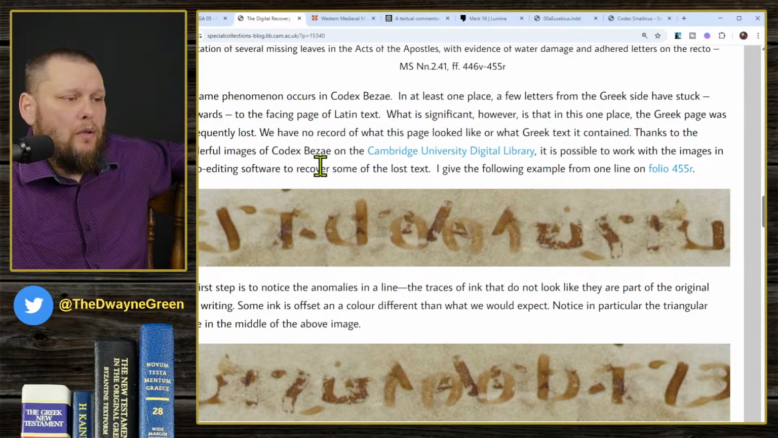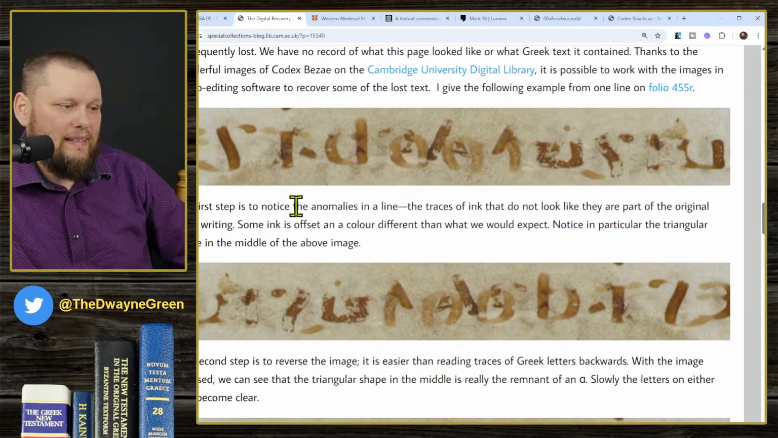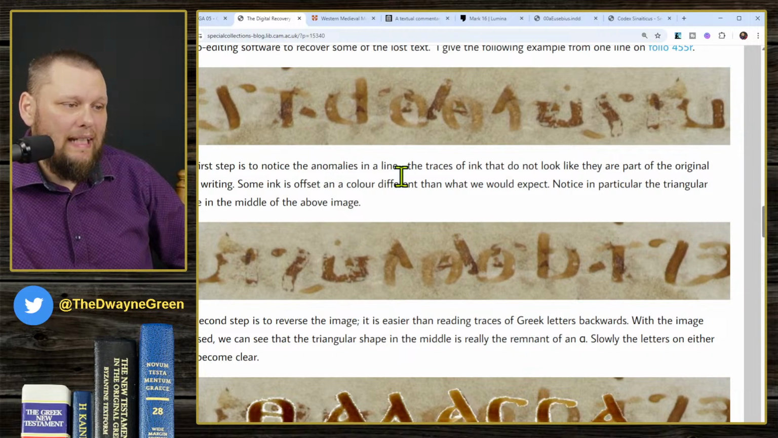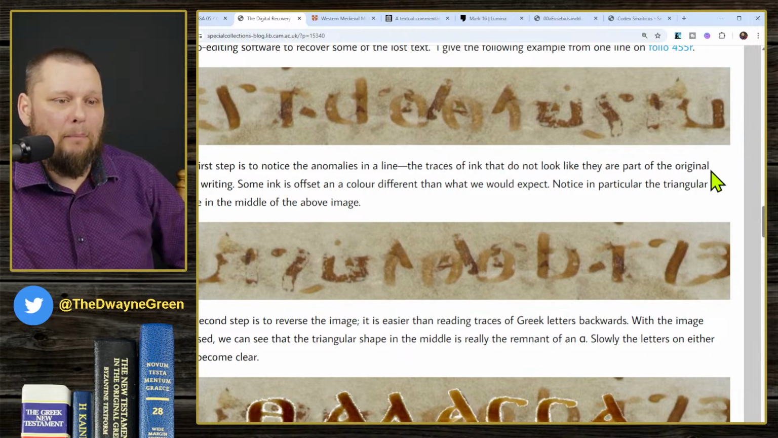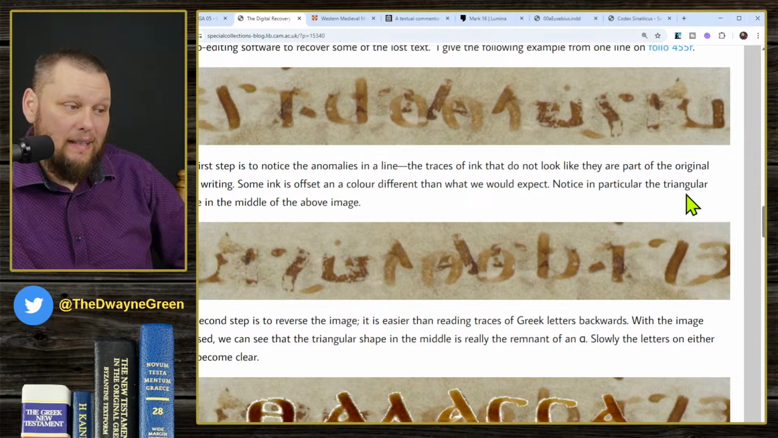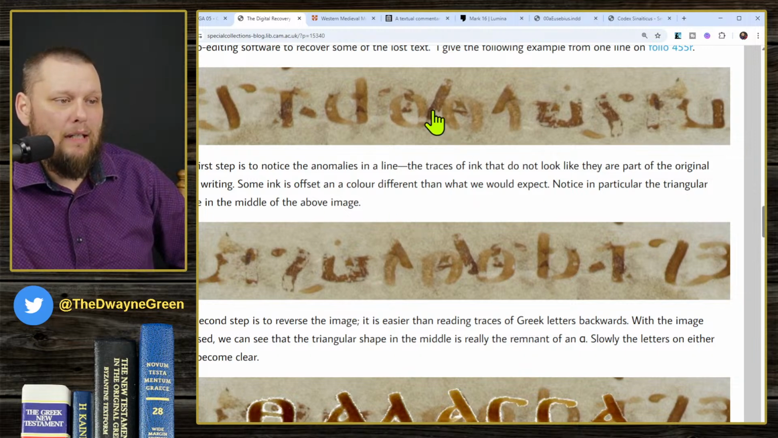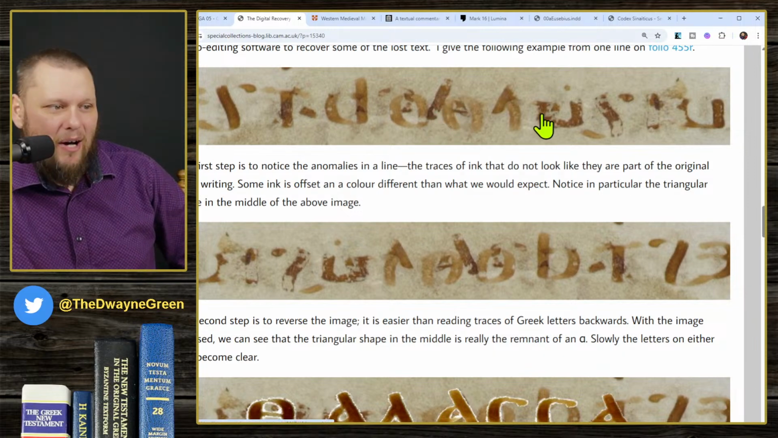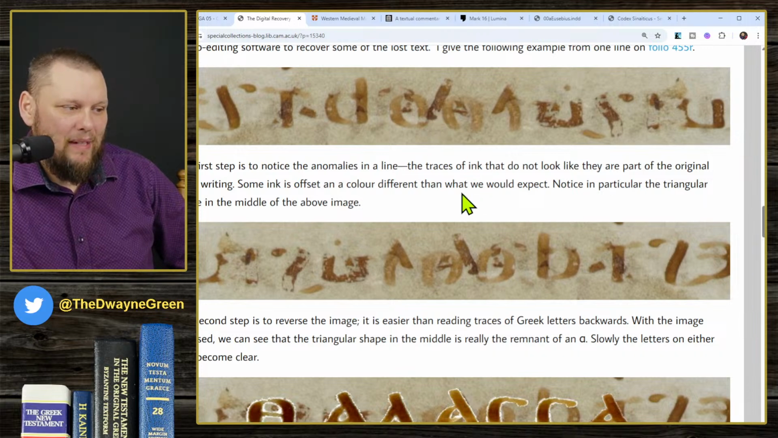Thanks to wonderful images of Codex Bezae on the Cambridge University Digital Library, it is possible to work with the image in photo editing software to recover some of the lost text. I give the following example from Folio 455. And then he gives us the example. The first step is noticing the anomaly in a line, the traces of ink that do not look like they are part of the original Latin writing. Some ink is offset in a color difference than what we would expect. Notice in particular the triangle shape in the middle of the above image. This one here. That is an alpha, a backwards alpha on the Latin side of the manuscript.